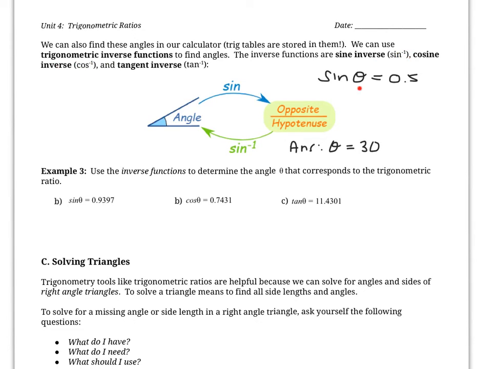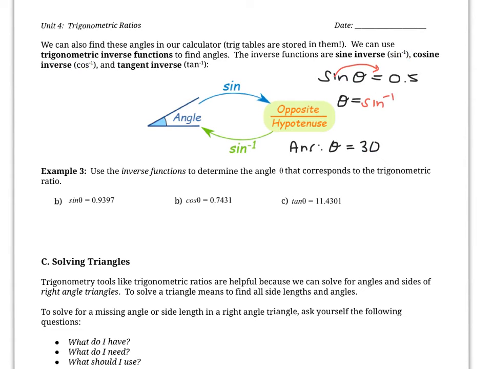How could we actually come up with this 30 degrees using our calculator? Well, think about it like we need to get theta by itself. We need to solve for theta. And so we want to undo sine. The thing that undoes sine, or is the opposite of sine, is sine inverse. So if I were to take sine and apply the opposite on the other side, it would look like theta equals, instead of sine, sine inverse.